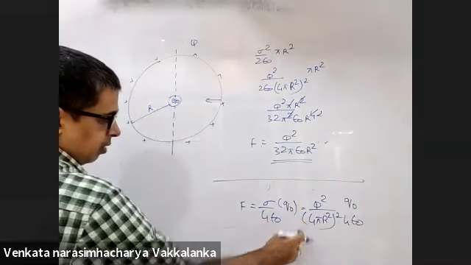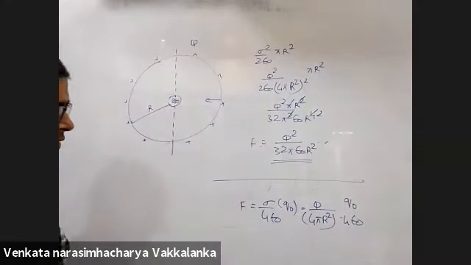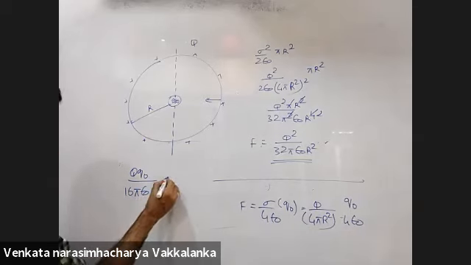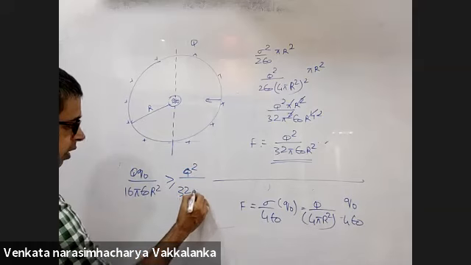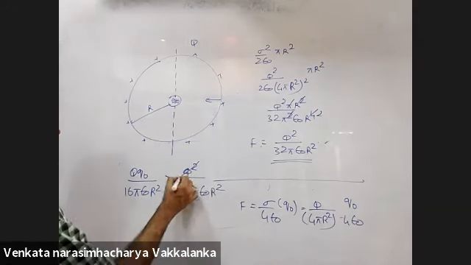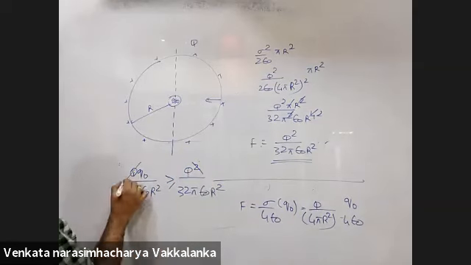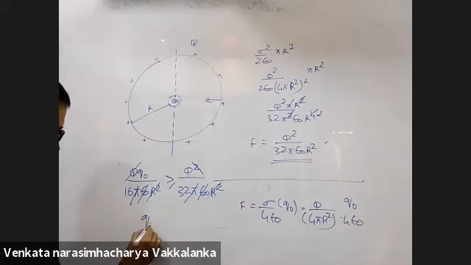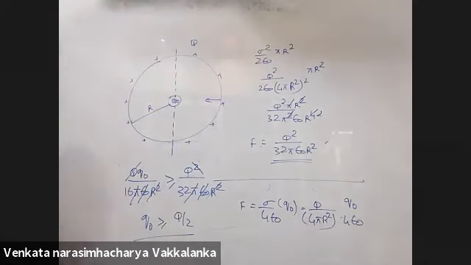Sir, it won't be square. Sigma is q by 4 pi r square. Right? Q naught by 16 pi epsilon naught r square should be greater than or equal to q square by 32 pi epsilon naught r square. Q square में q will remain. Q naught should be greater than or equal to q by 2 for the hemispheres to be in equilibrium.